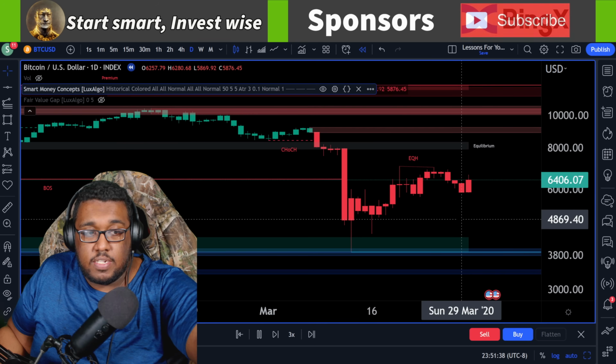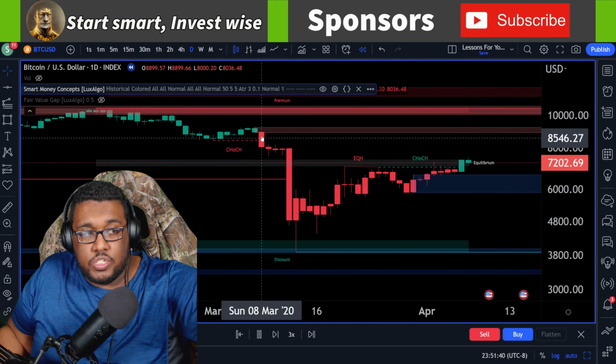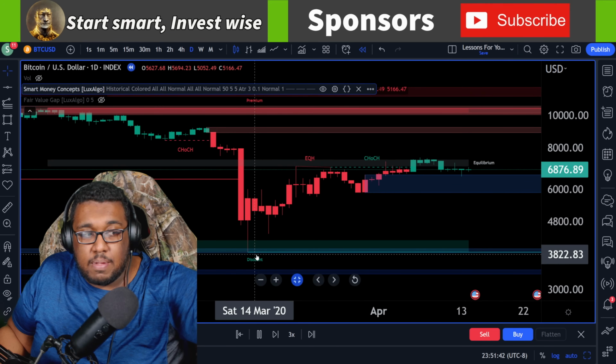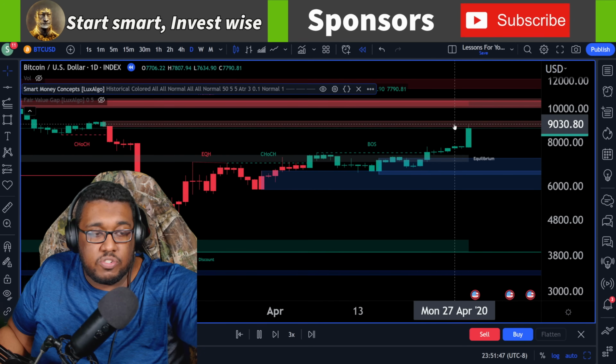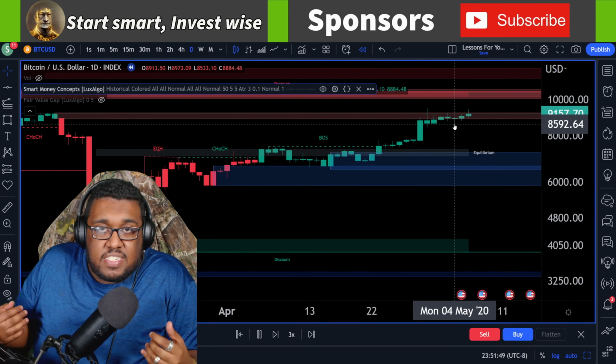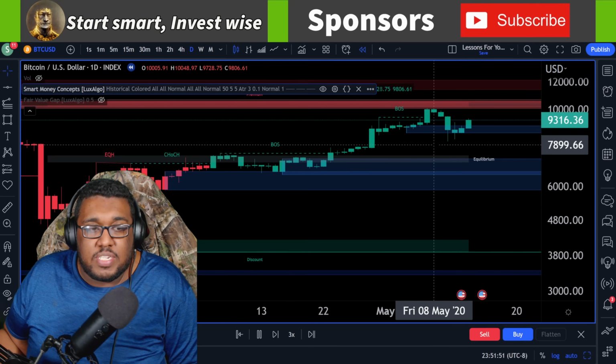Still no change of character on the green side. And you notice how you're not actually shorting at the top. You're not actually buying at the bottom. That's not what this is. It's trying to teach you guys to just trade the momentum and the trend, not to find the bottom or the top, because that's just such a hard thing to do. Nobody really knows how to do that.